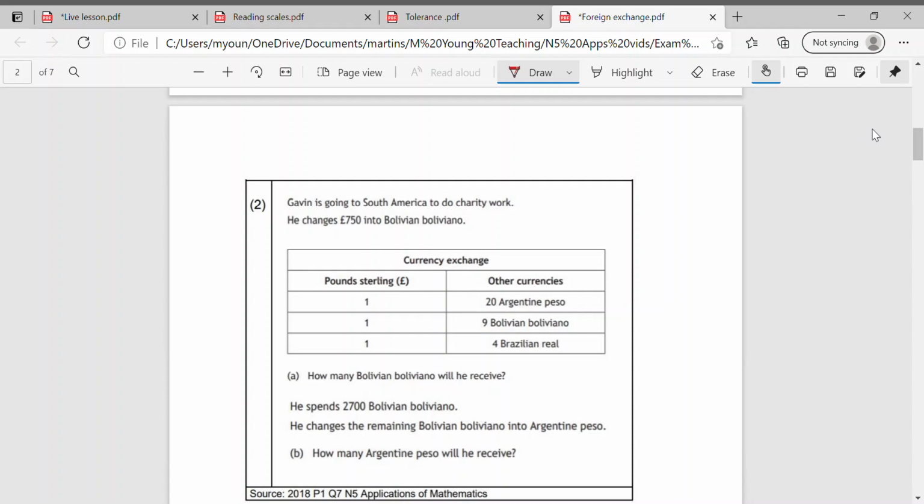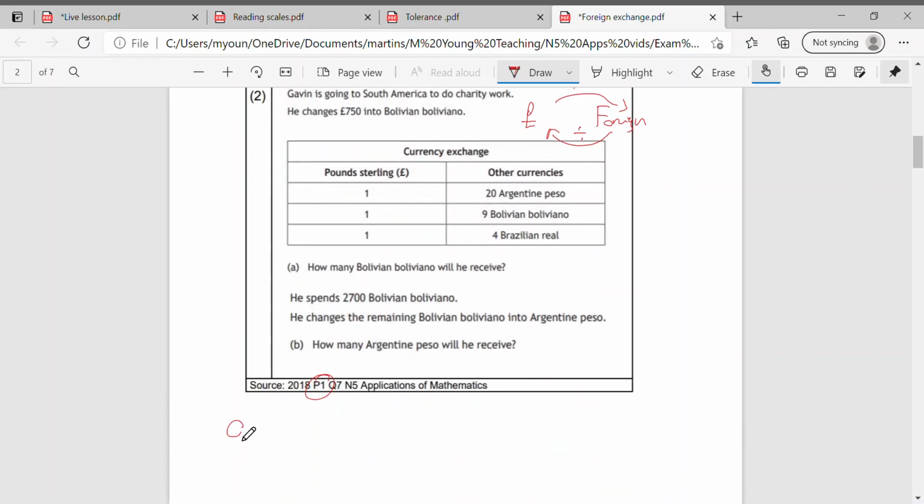So Gavin is going to South America to do charity work. He changes £750 into Boliviano. That's our currency exchange rates there, and it is £1 per, or related to how many you get in terms of foreign currency. So that's the way that we like it. So going from pounds to foreign, we are indeed timesing going that way, and then dividing going the other way. So it's the way that we're used to. Part A says, how many Boliviano will he receive? This is a paper one, so just be careful with that.